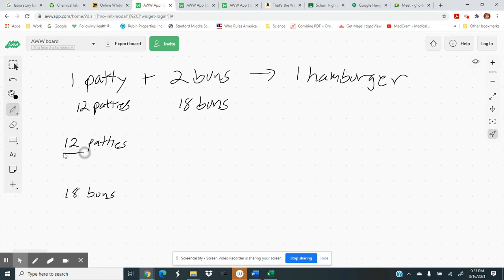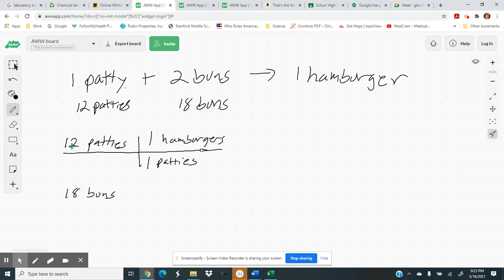So what I'm going to do is convert the 12 patties into hamburgers. How many hamburgers would I get from 12 patties? I just use the coefficients. I want the patties to cancel out, so just like you would with mole-mole relationships, I'm going to put patties on the bottom and hamburgers on top. And the coefficients for each I'm going to put right here. The coefficient for hamburger is 1. The coefficient for patty is 1 also, so I'll put that there.